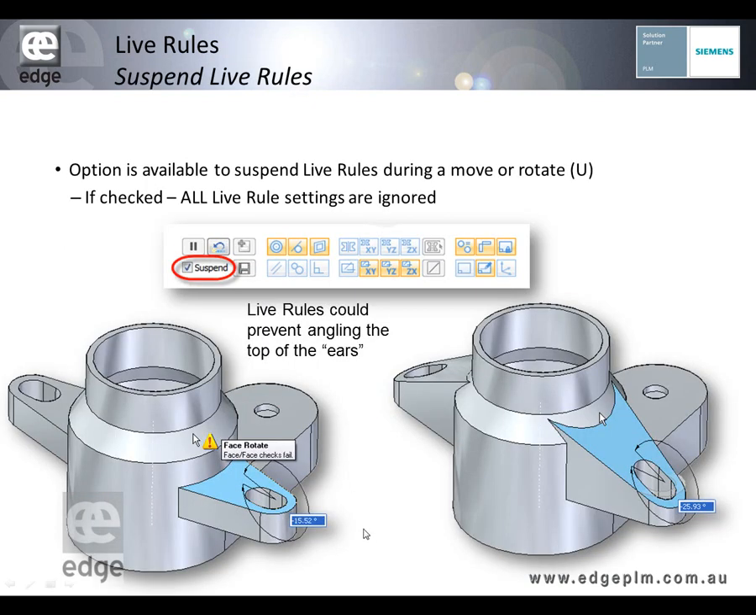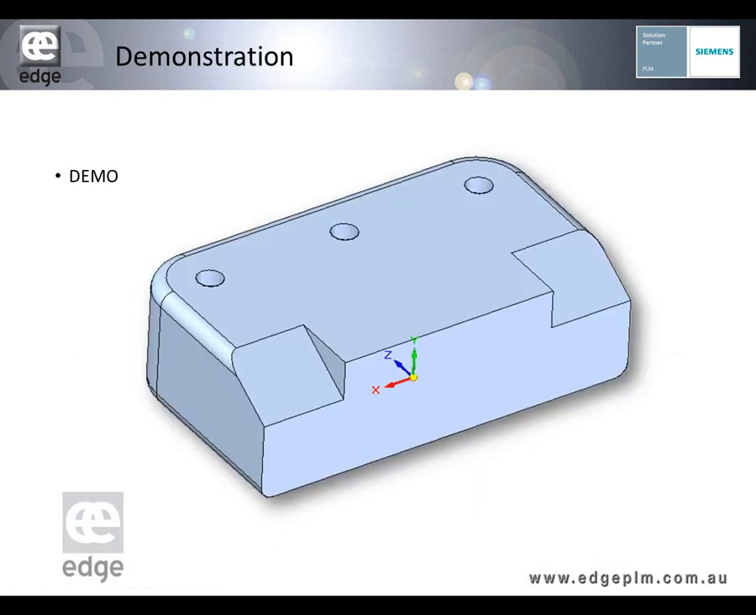Now, sometimes you don't want the live rules to be functioning because they will prevent you from doing something. So in this case, we want to rotate this face with the steering wheel. I'm not showing the steering wheel for clarity, but I've just suspended the live rules. So you just tick on the suspend, and the live rules will be suspended, allowing you to do what you want to do. The face checks fail on this one, so I suspend them, make the change, type in the angle that I want to change it to, and then unclick the suspend, and the live rules go back to where they were before I did that. So it retains what it was before.